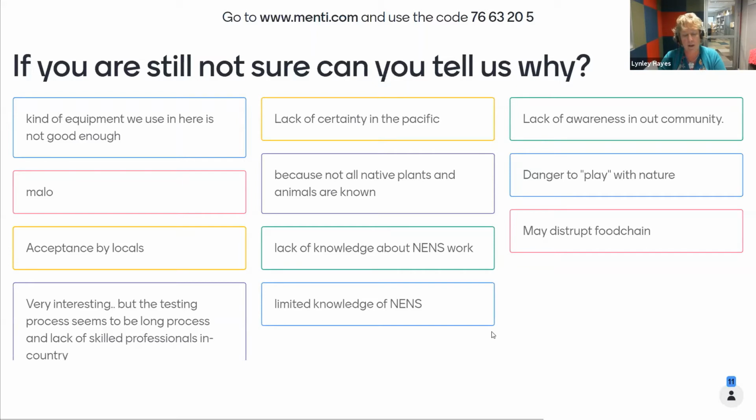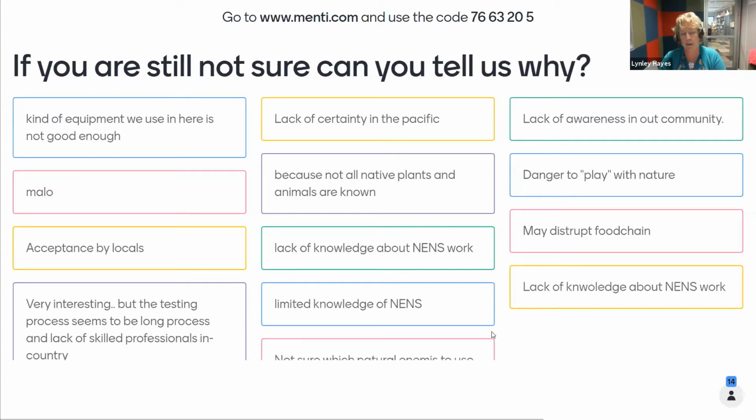Because not all native plants and animals are known. I think that's true for microorganisms, but I think we have a pretty good handle on what native plants are present in the Pacific. Maybe some more work to be done, but it's amazing the databases which are available, and perhaps Michael can talk a bit more about this. He's been doing a lot of study finding out what is known about what plants are where in the Pacific.